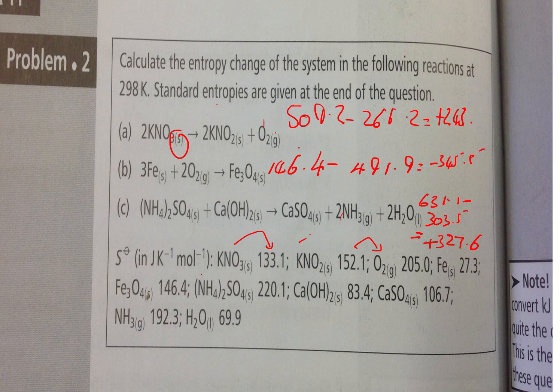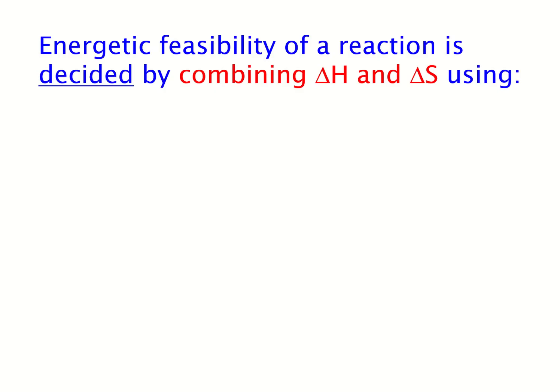So we have two solids going to a gas here, so we're expecting a positive value, which is what we got in part A, so that's fine. Part B, we have three solids and two gases going to one solid. I'd expect a big decrease in that second one, and we got minus 345, which concurs with what I would have thought. Here we have two solids going to one solid, and two gases and a liquid, so I'm expecting a big increase, so I get positive 327. So that's fine. I think we're pretty much spot on there.